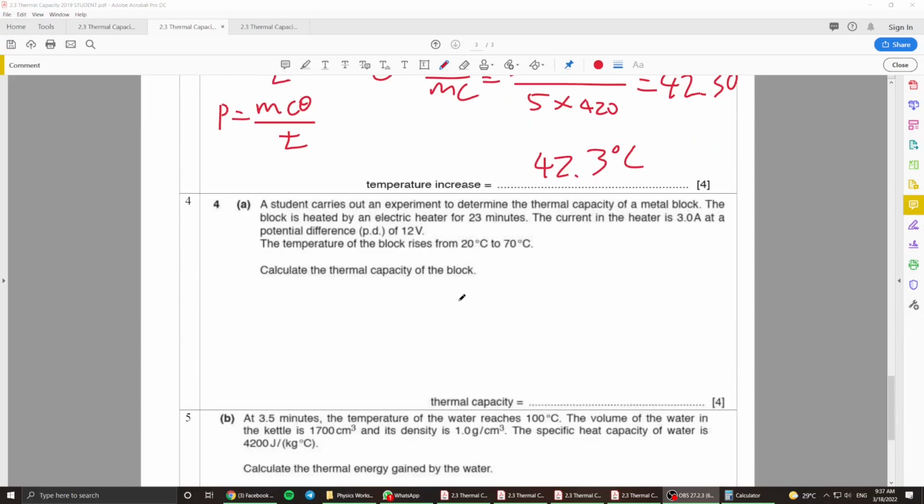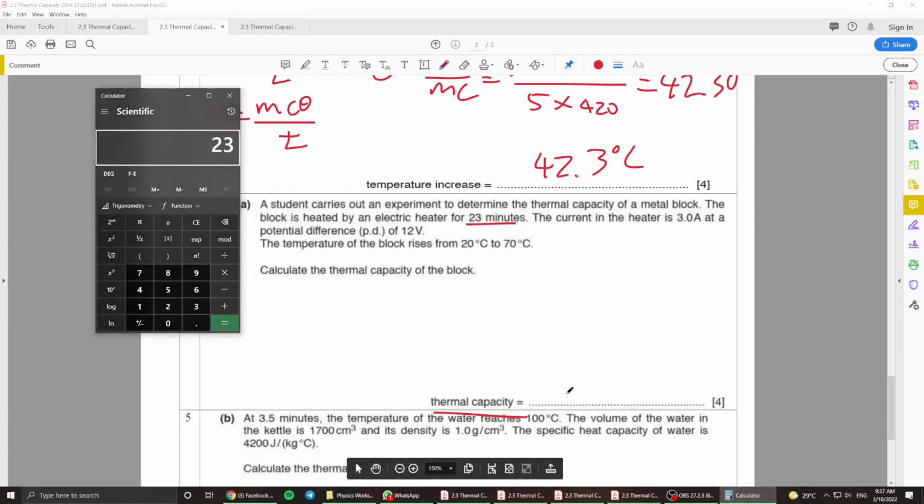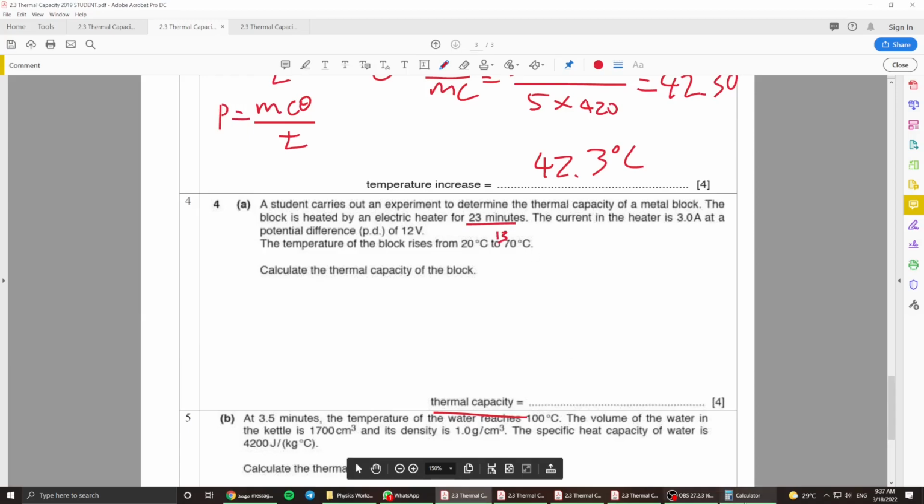Okay, then moving on to question number 4. Thermal capacity. A student carries out an experiment. The block is heated for 23 minutes. It's basically 23 times 60, which would be 1,380 seconds. The current in the heater is this amount, the voltage is this amount, and the change in temperature is 20 to 70, which is 50 degrees Celsius.